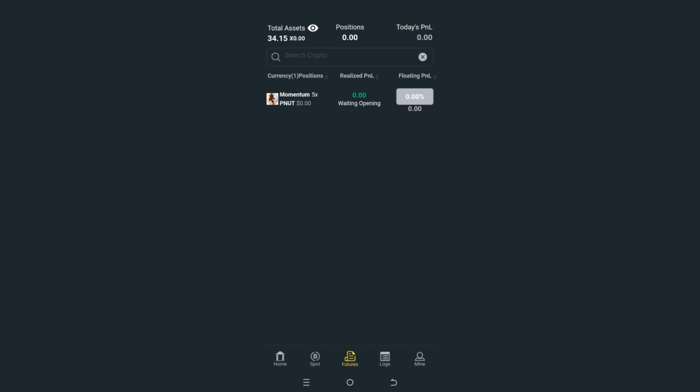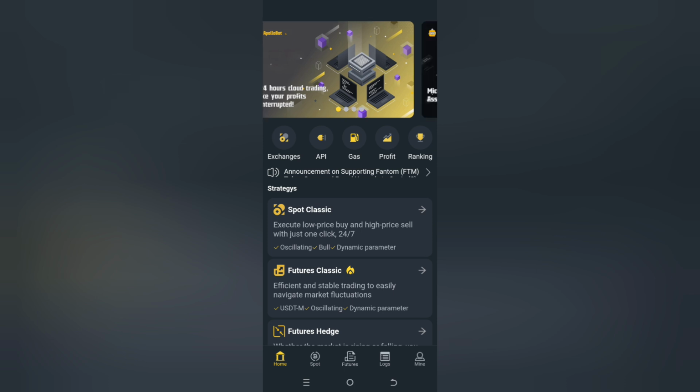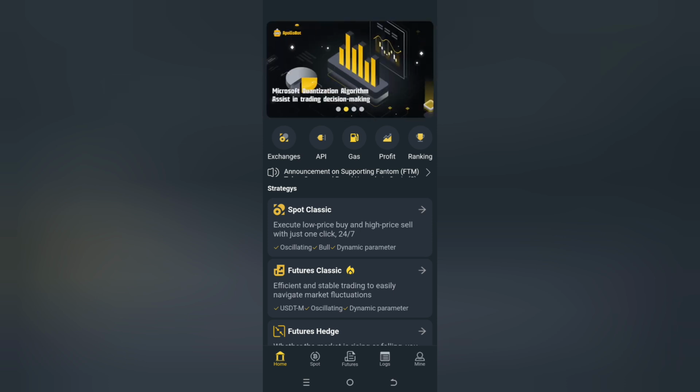So guys, that is a live demonstration on how you can set your coin in Apollo features mode.